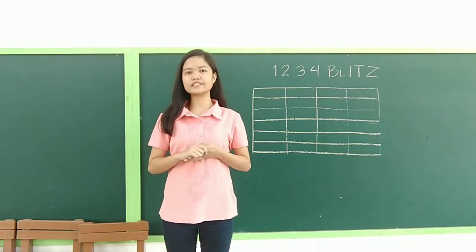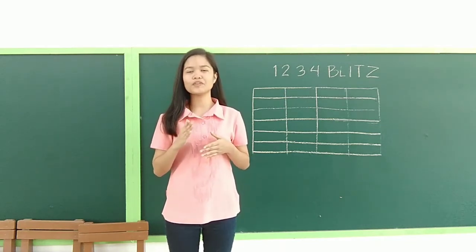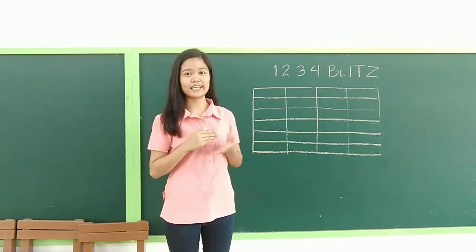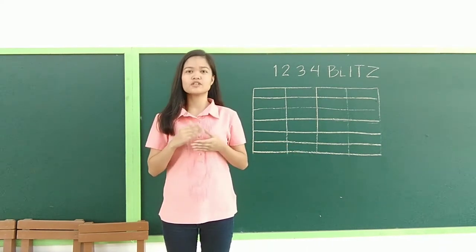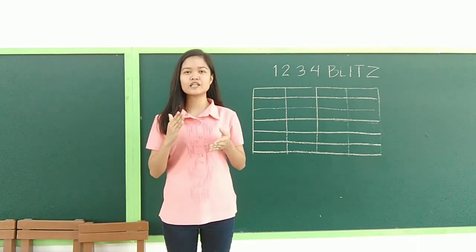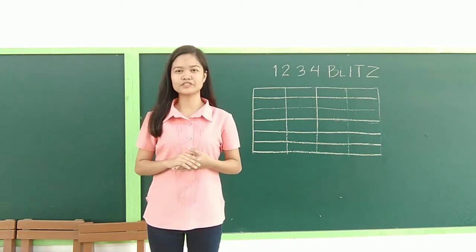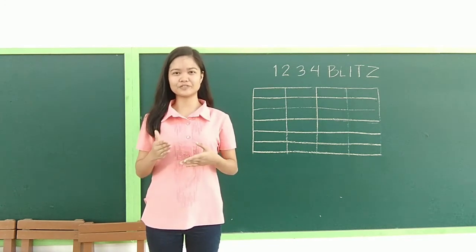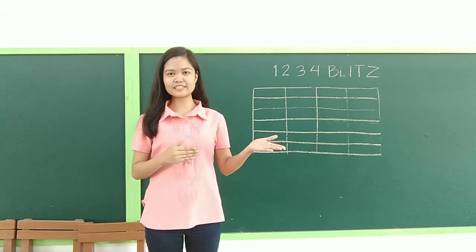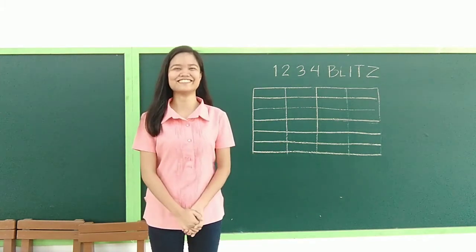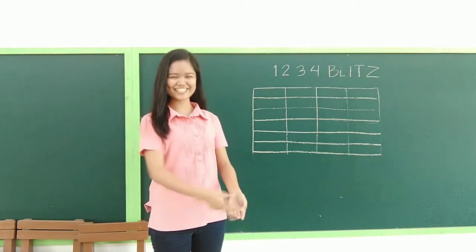The task is to write every digit 1, 2, 3, 4 without repeating any digit. On the board, I draw a table with 24 rows, so it means you need to fill 24 possible sequences of order without repeats. Those who want to answer, just go to the board and write. Is that clear? Are you ready? 1, 2, 3, 4, blitz!